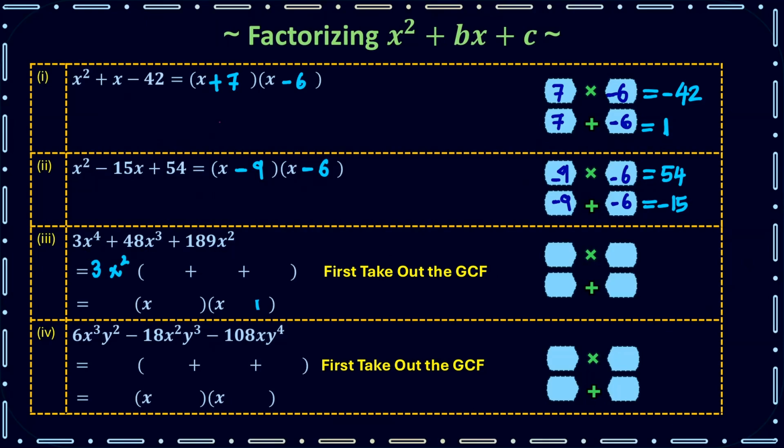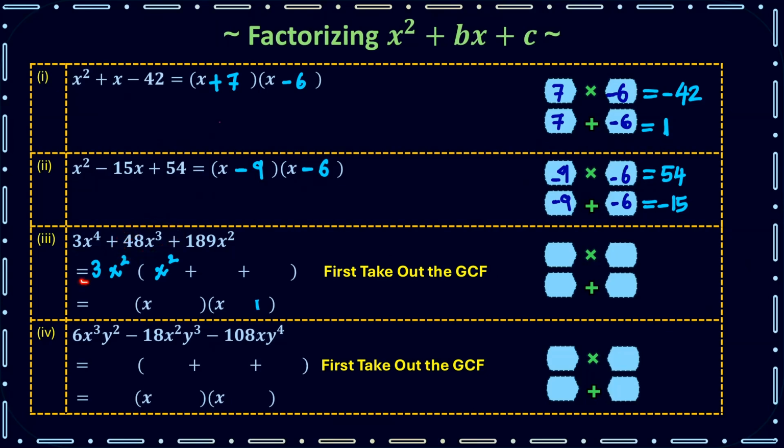Now, when factoring out, you're going to take each term and divide it by the GCF. 3x to the 4 divided by 3x squared. The 3's cancel out. x to the 4 divided by x squared gives you x squared. And we do want an x squared because we want to deal with a quadratic.